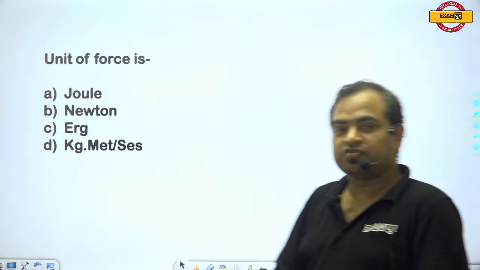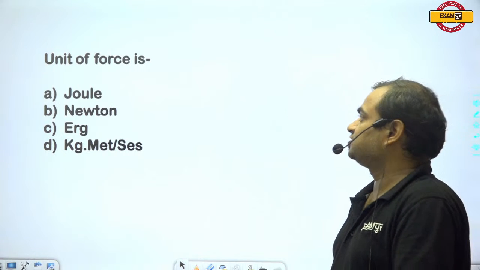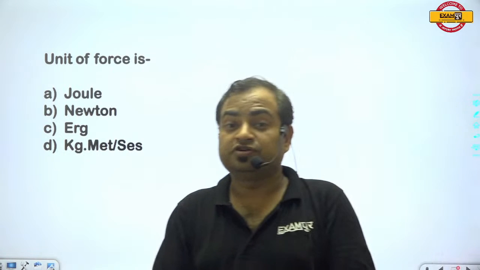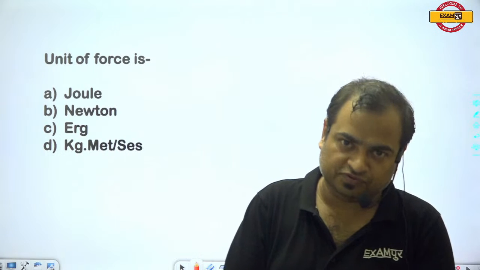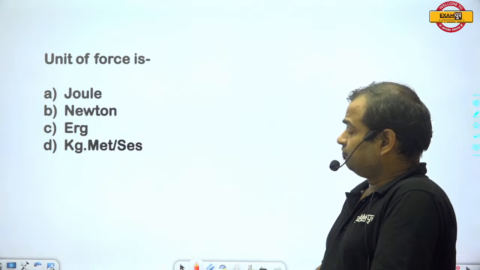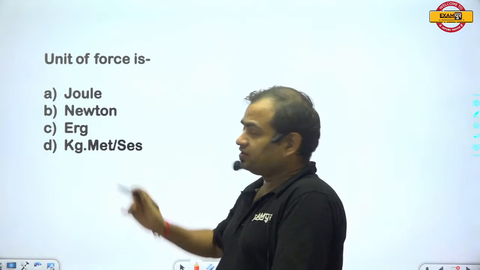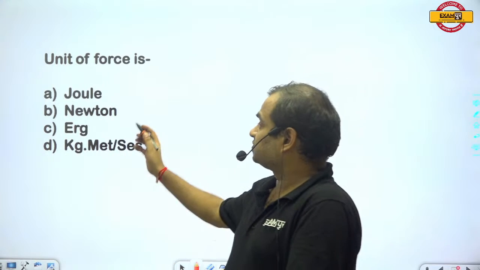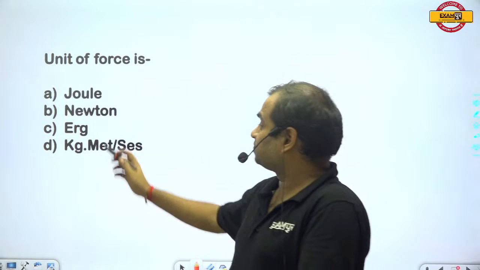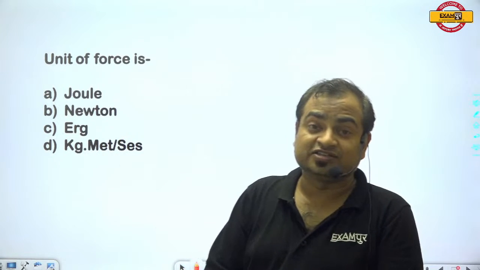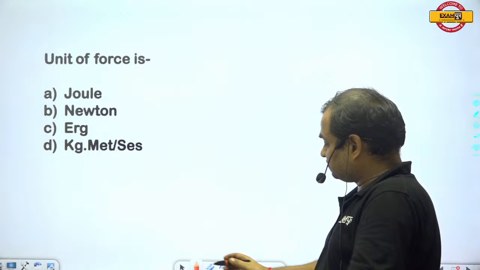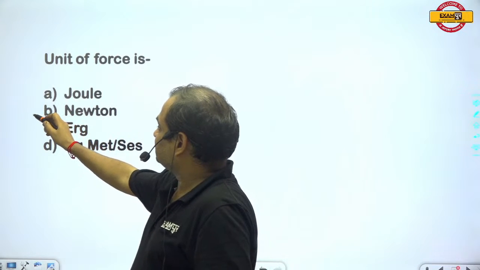The first question on the screen is the unit of force. Actually, here we are talking about the SI unit of force. SI means International System of Measurement. When you see all the options given here, three options are from MKS and one option, erg, is a CGS unit but not of force. So the unit of force is very simple and the correct answer is Newton.